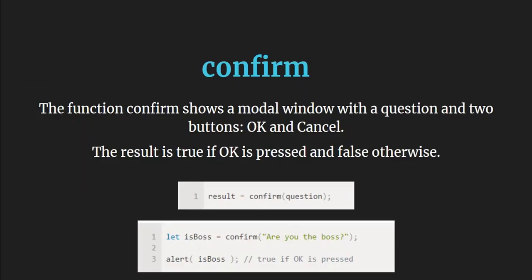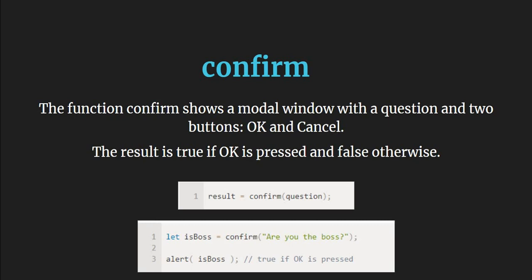So the next thing is confirm. Now what is a confirm? The function confirm shows a modal window with a question and two buttons. Now what are those two buttons? OK and cancel, right? If OK is pressed, the result is true, or if you press cancel, it is false. So for that I'm going to use this code, right? What does it say? Let boss is confirm, are you the boss, right? If you press OK, that means you are the boss.